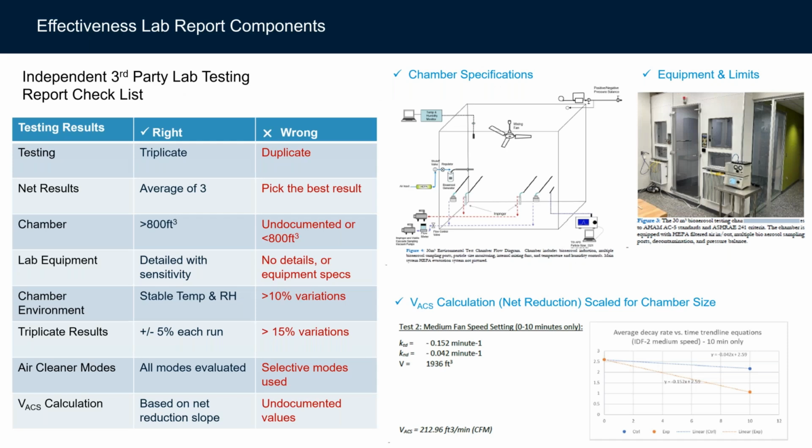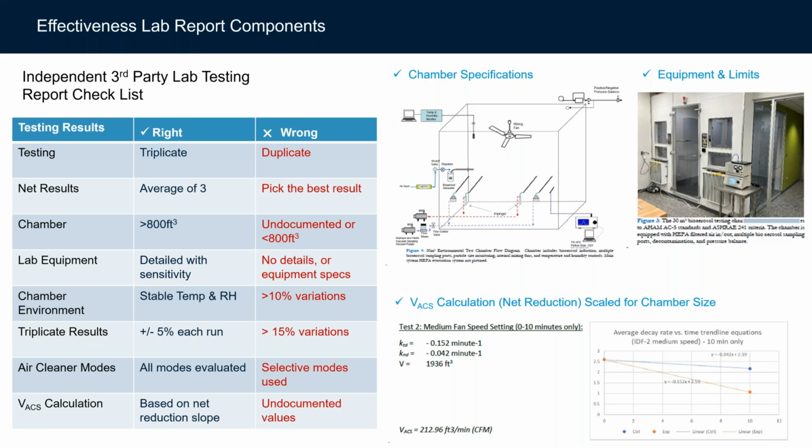Running down this list, as I mentioned, it has to be in triplicate. The net results, it's the average. You can't pick the best. I've already talked about the chamber size. I've talked about the detail equipment. The chamber environment, you have to prove that the environment had a stable temperature and humidity, can't vary greater than 10%. Also, the triplicate results, I have not talked about this, but you can't have wide variations in those triplicate results. They have to be within plus or minus 5% of each run. This is kind of important. You have to run the cleaner in all modes that are provided.